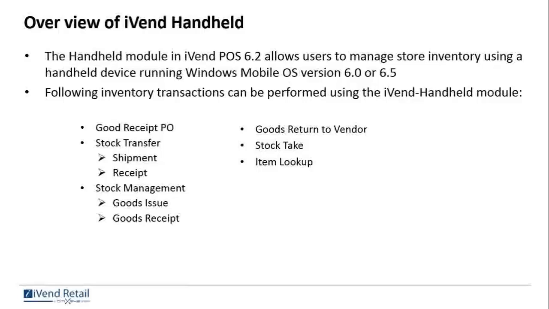Then we have the following inventory transactions that could be performed on the iVend Handheld, straight away on a Windows Mobile OS device. We could do transactions like goods receipts, stock transfers, stock management, that is goods issues and goods receipts, then returns to the vendor, stock takes, and item lookup. These are the main transactions that could happen on a handheld device, and which is, I must say, one of the best practices that we have added to iVend Retail Solutions.